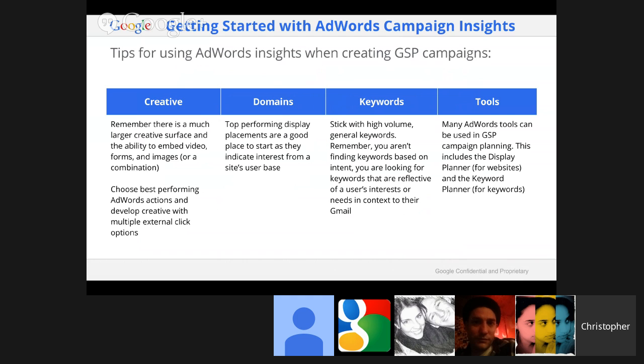Domains, I think this tip is perhaps not as pertinent to our market as it is to the US and Europe. Regardless, you could look at top performing domains in your display campaigns and think about targeting those domains in your GSP as actual emails. So how this would work, if a user has a favorite website and they've signed up to a mailing list on that website, you could target the domain of that mailing list.